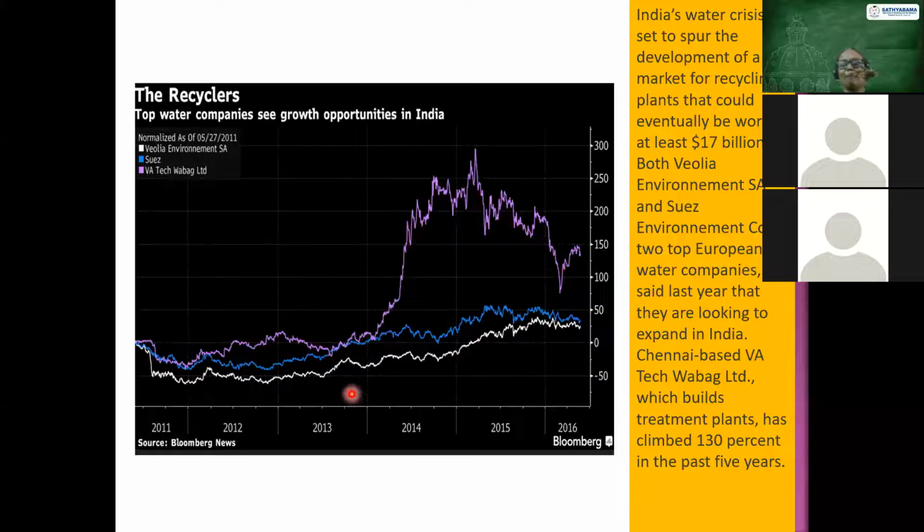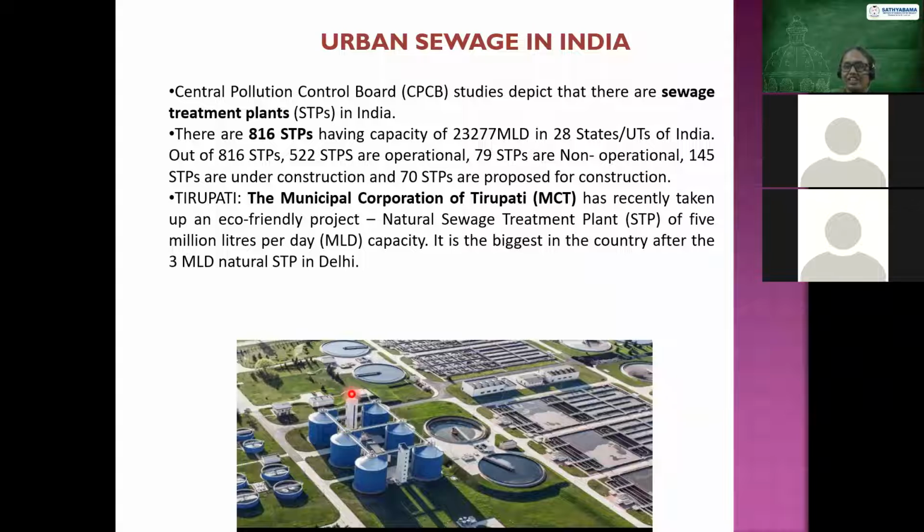Recycling. So the problem is the stress on water in India, and how to recycle urban sewage in India. Sewage treatment plant, STP. That's very, very important. Recycling of water has become mandatory nowadays. And you all have seen the Central Pollution Control Board, like in biomedical waste, has taken up the next phase, which is about sewage treatment plants. In Tirupati, there is a very big municipal corporation with a very big capacity sewage treatment plant. It is the biggest sewage treatment plant in our whole country.